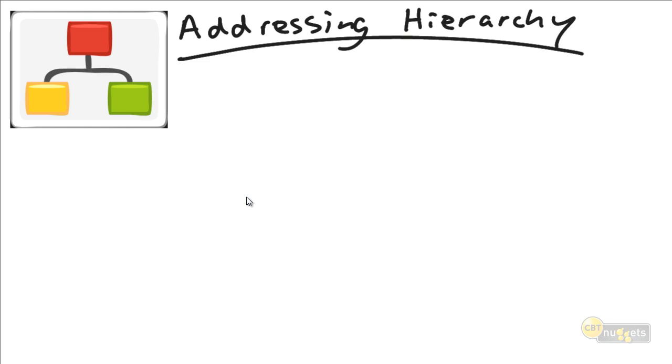Now, you know what word we've used a lot in this Nugget series? Hierarchy. And I think I shared with you that I was so proud of myself when I could say hierarchical. It took me a long time to be able to say that. Well, listen, hierarchy is hugely important when it comes to addressing.